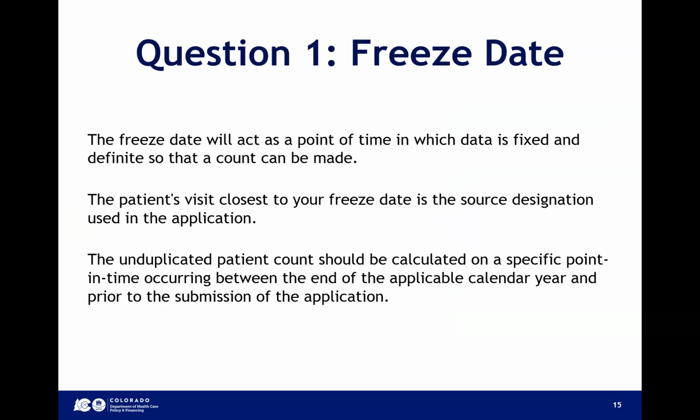The first step is determining your freeze date. Your freeze date acts as a point in time in which your data is fixed so that your count can be made. The patient's visit closest to your freeze date is the source designation used in the application. The unduplicated patient counts should be calculated on a specific point in time occurring between the end of the calendar year and prior to the submission of the application. So for fiscal year 24-25, your freeze date could be anywhere between December 31st, 2023, and the submission of the application, which is May 24th, 2024.